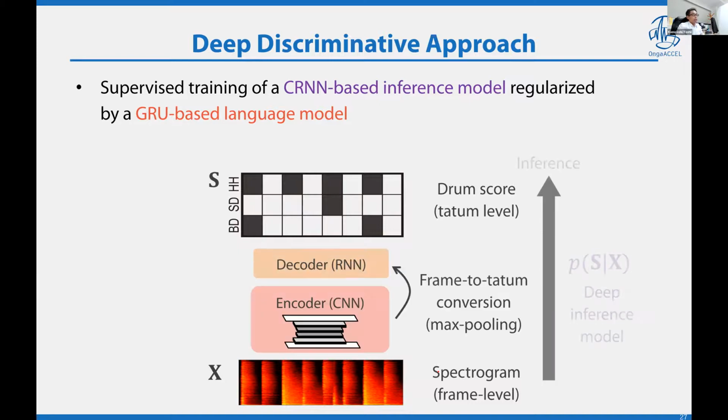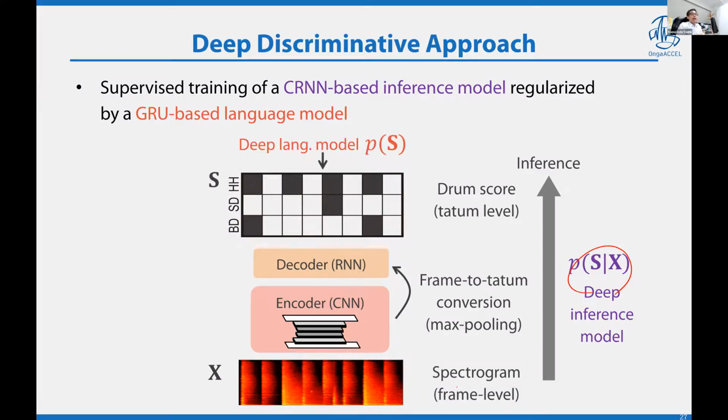So actually, according to the discriminative approach, one wants to train a deep inference model, this one, that maps the input spectrum into a drum score. So such a deep inference model can be trained in a supervised manner in general by using paired data of the spectrograms and the drum scores. So it works very well. So many studies on recent drum transcription take this discriminative approach.